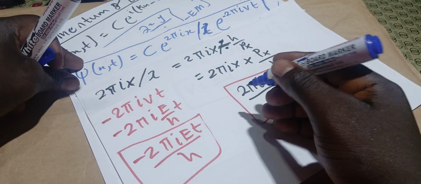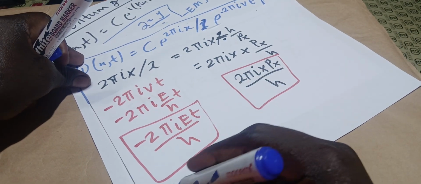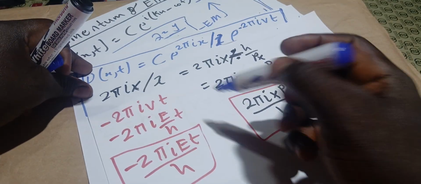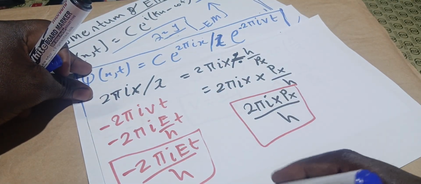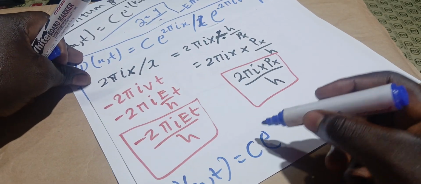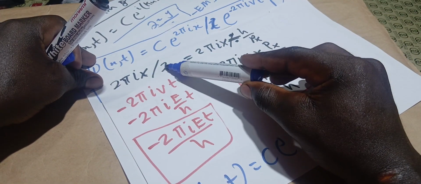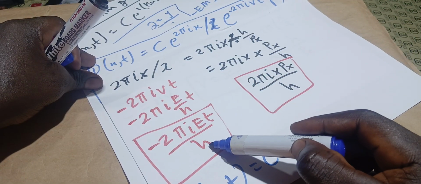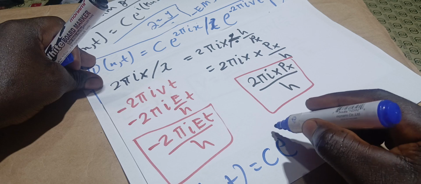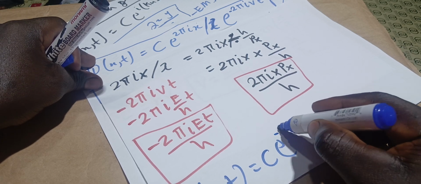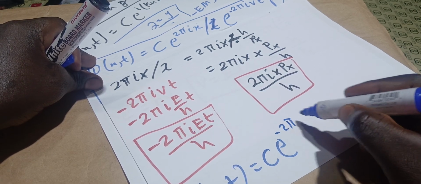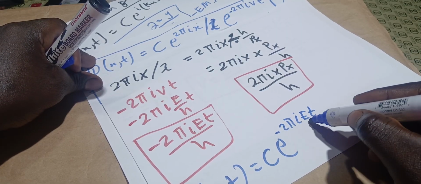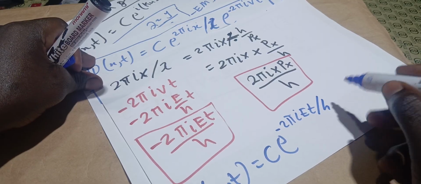So now this is what we are going to do. We now have our wave function psi(x,t) equals c e to the power... After we substitute the value of lambda there, this is what we got. This exponent becomes minus 2 pi i E t divided by h.